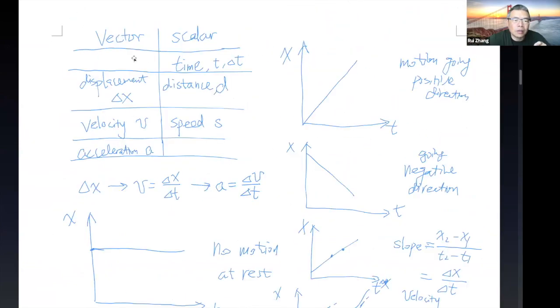Most of the quantities we use in physics, in mechanics, are vectors. Okay, displacement, velocity, acceleration, they're all vectors. Okay, time is a scalar on the other hand.